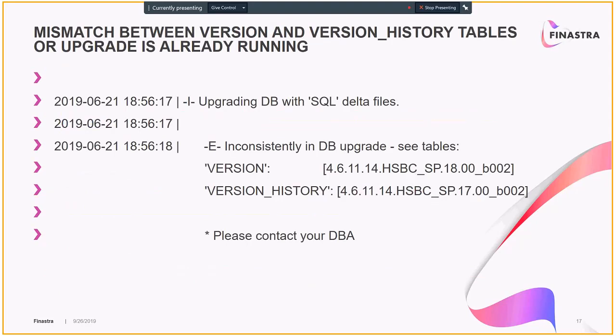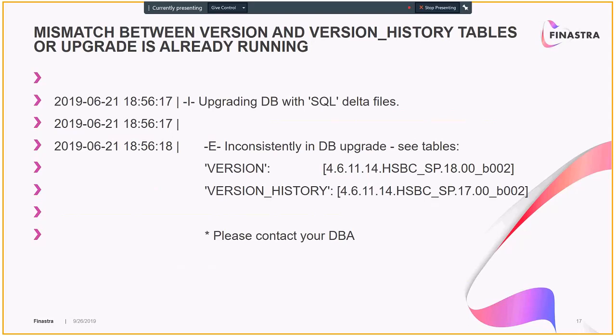Okay, so up to now what we have seen are the errors in the post upgrade section, right? The upgrade has been done and the upgrade has failed due to some upgrade implementation. Now the errors which we are seeing are the errors that come before upgrade. So this is one of the errors, an inconsistency in DB upgrade.